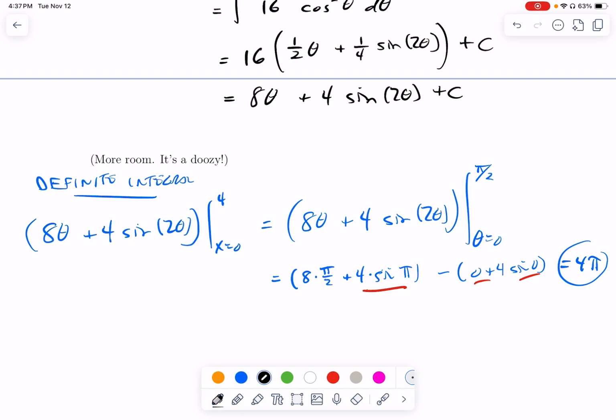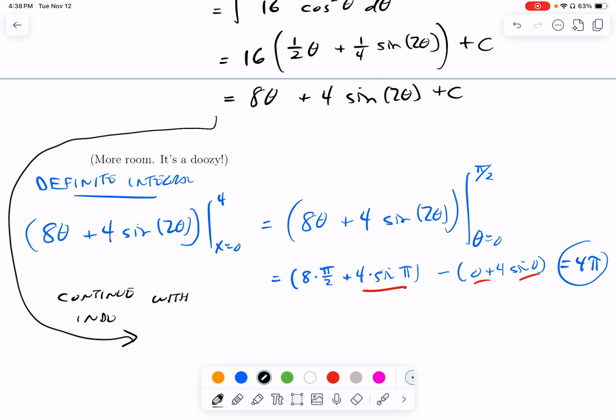But what might be more interesting is actually figuring out what is the general antiderivative. Right, so let's continue with the indefinite integral, because that's interesting. We've answered the question, but what if it wasn't a definite integral? What if I was asking you for an indefinite integral? So here we have to substitute back. And this is more complicated than when we substituted back with U substitution.